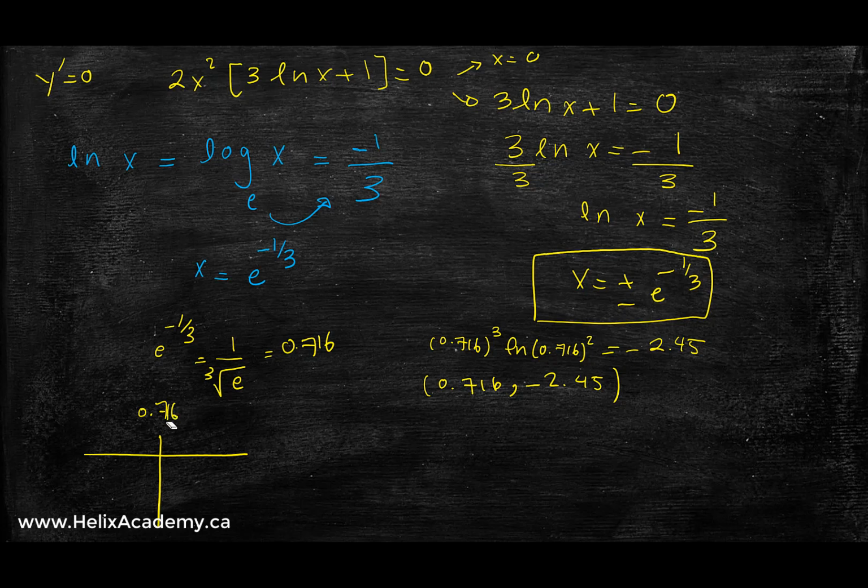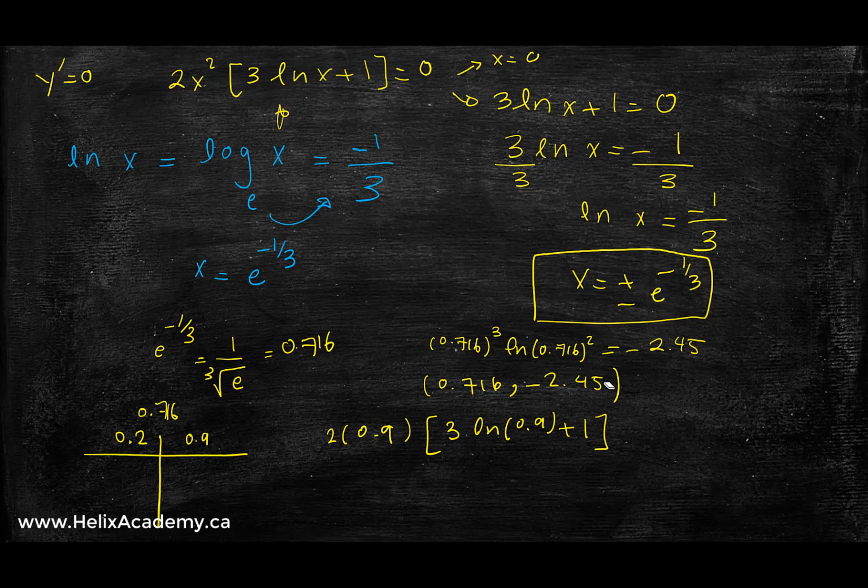Let's say I give it a 0.9, and then I can also give it a 0.2 to kind of find out what happens, right? So in order to do that, I will go back to my y prime equation. This is the equation, and I will plug in 0.9: 3 times 0.9 times ln of 0.9 plus 1.